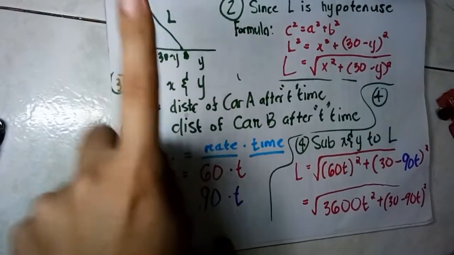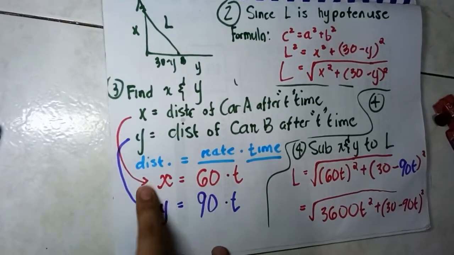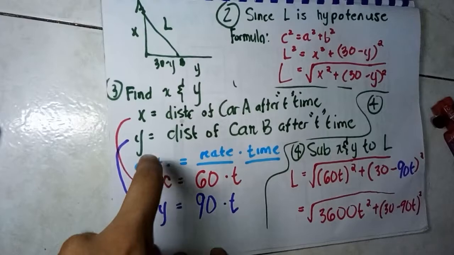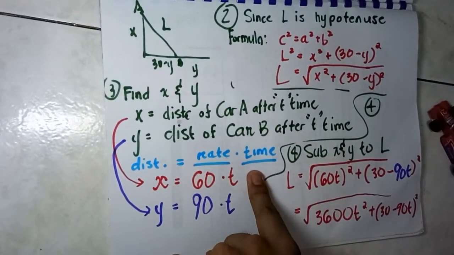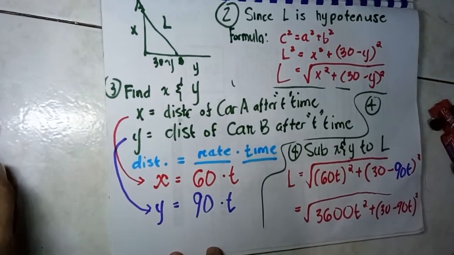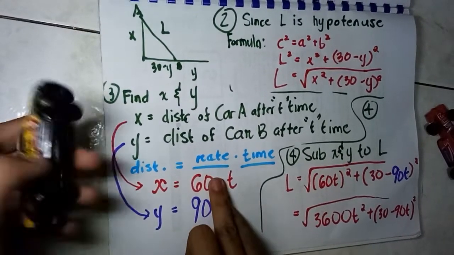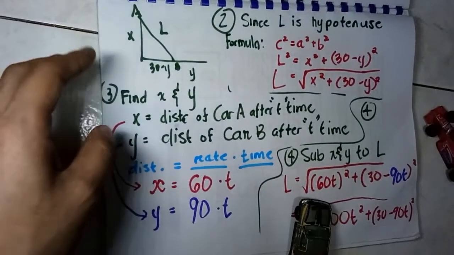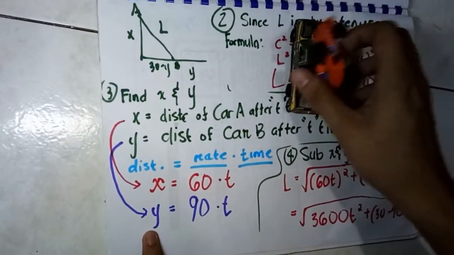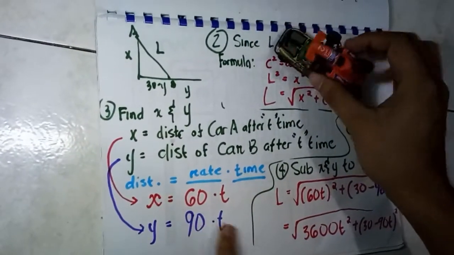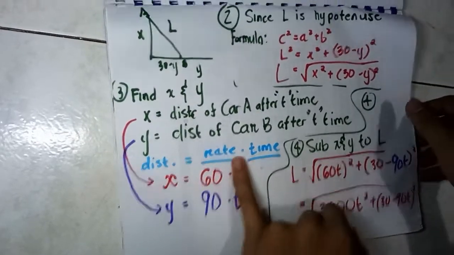The next thing we're going to do is find x and y, which is distance. I'm going to use the formula distance is equal to rate times time. So x, the distance of car A, is equal to the rate of car A, which is 60, times t, which is not given, and y, the distance of car B, is equal to the rate of car B, which is 90, times t. Now we move on.